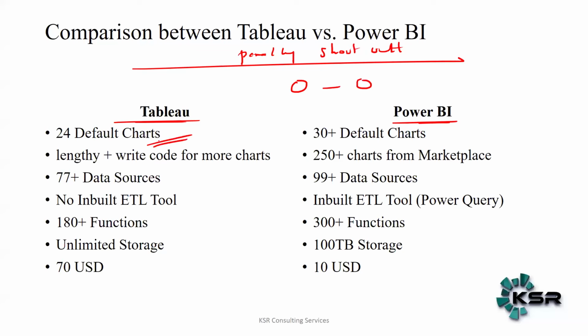First one. In Tableau, without writing a single line of code, we can build almost 24 charts. Whereas in Power BI, we can get 30 plus charts. Who's the winner? Power BI. One goal. So Power BI scored the first goal. That's good to know.